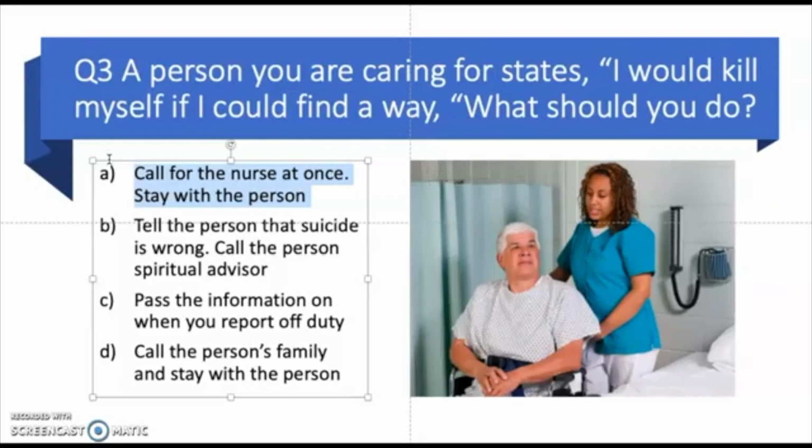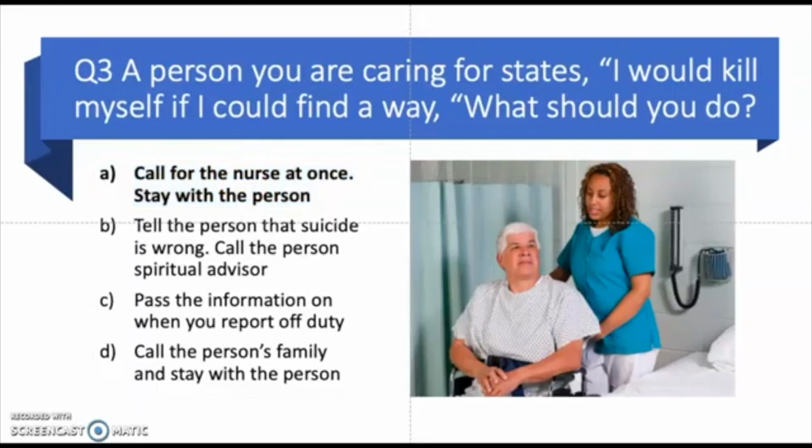Call the nurse at once and stay with the patient because the patient is suicidal. The patient is having suicidal ideations, and as a nursing assistant, you have to report to your charge nurse right away, and you also have to stay with the patient to preserve safety.